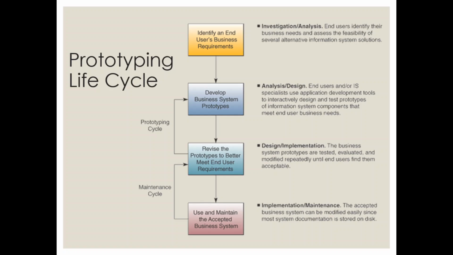At the implementation as well as maintenance level, this system can be modified easily, and the documents related to the system are stored as a soft copy, so that they can be retrieved by all the end users. Using the system as well as maintaining the system that is accepted by the end users is important. That is called the maintenance cycle. Even in the maintenance cycle you can think about improvement of the system.